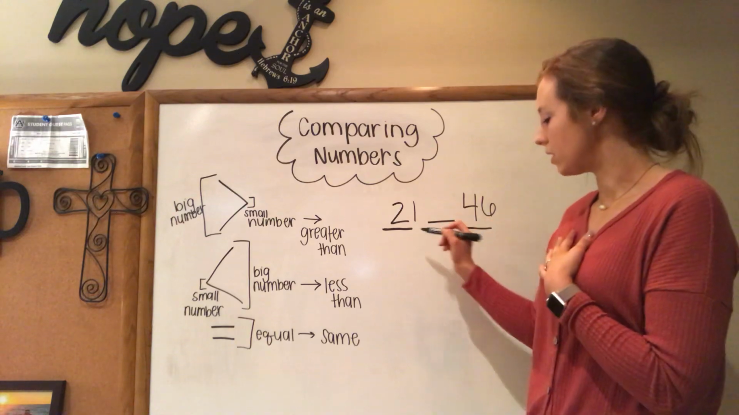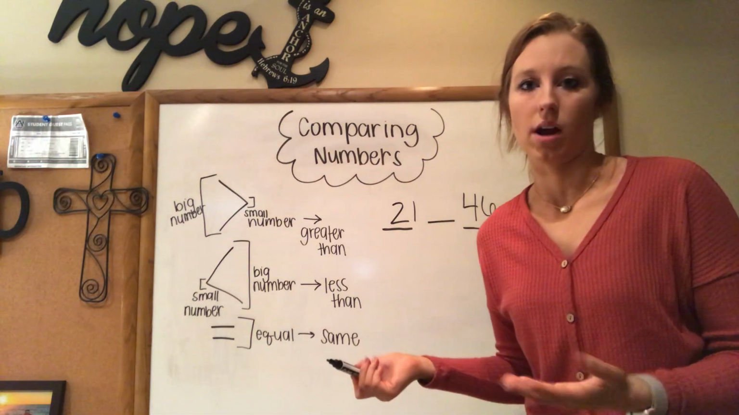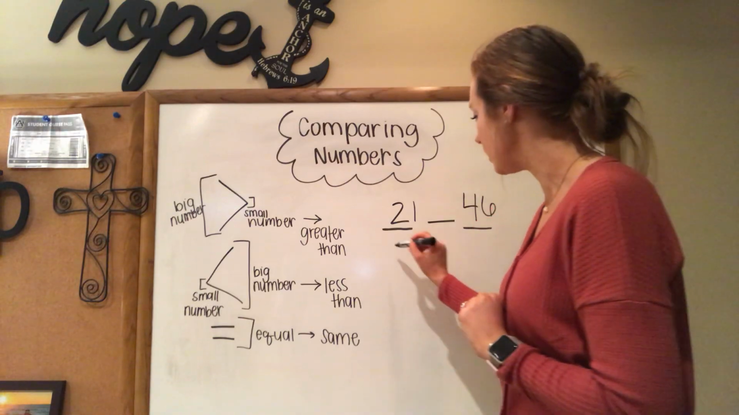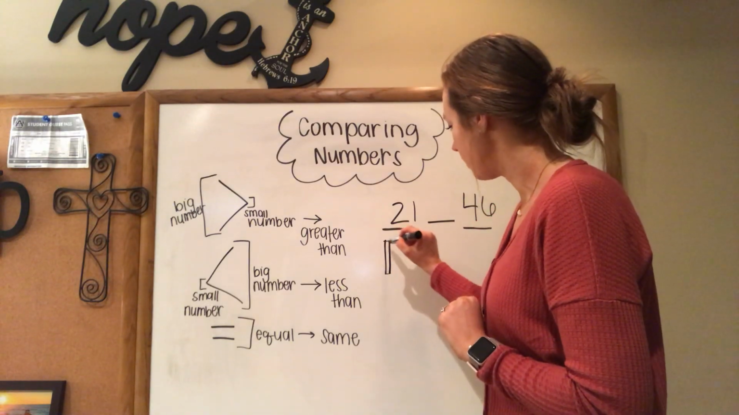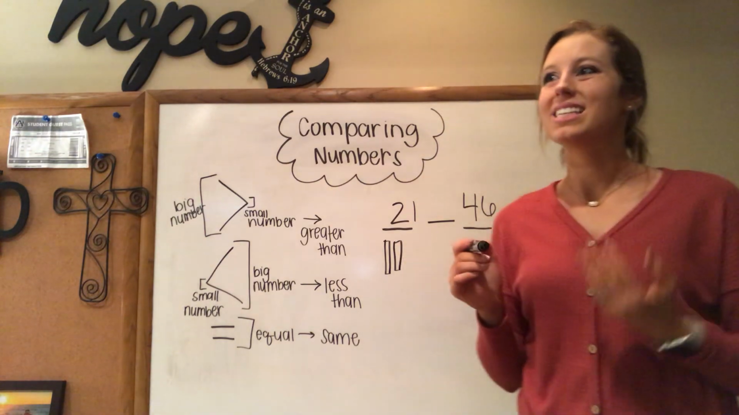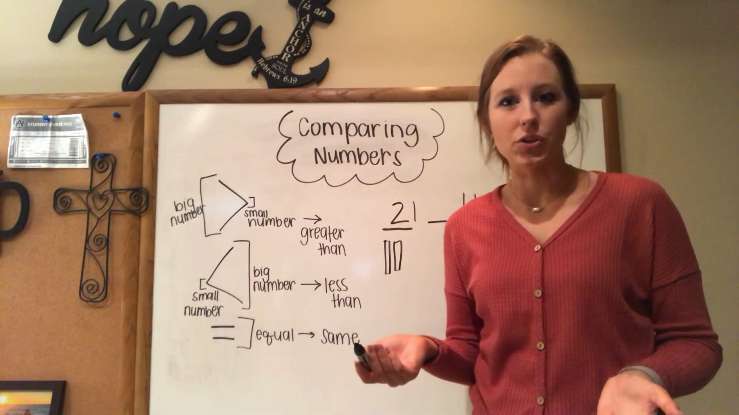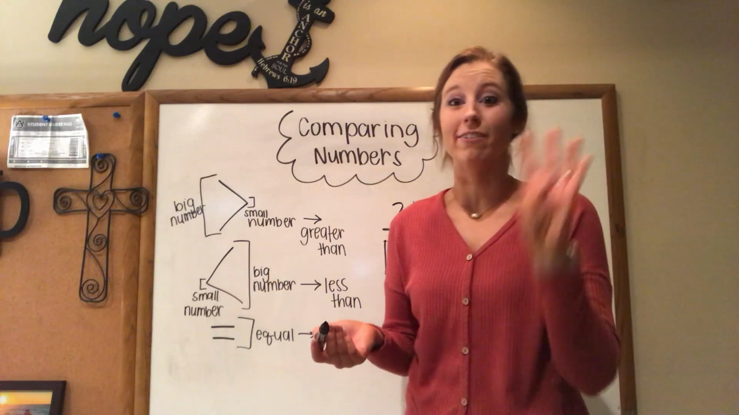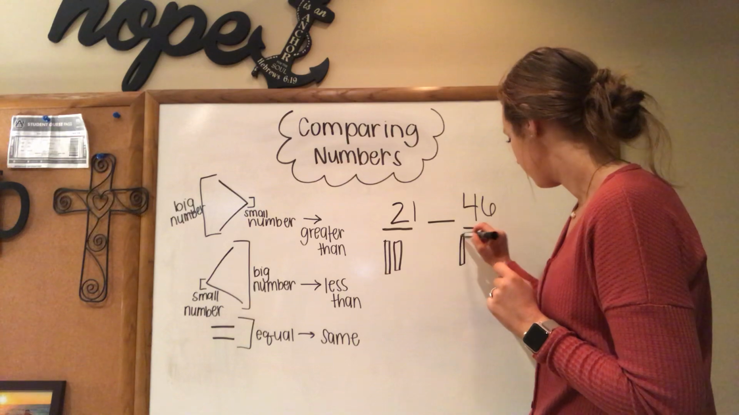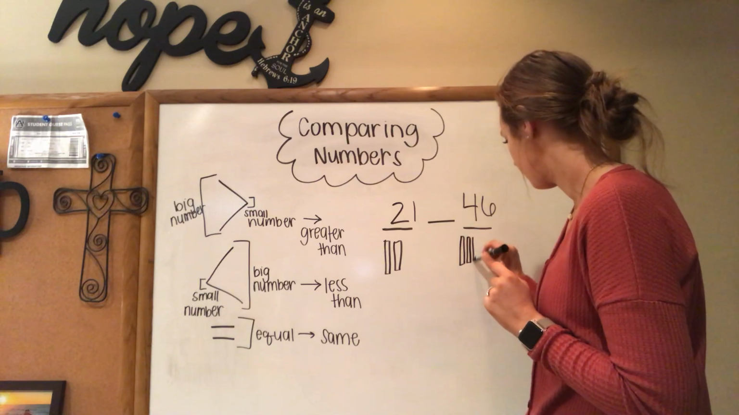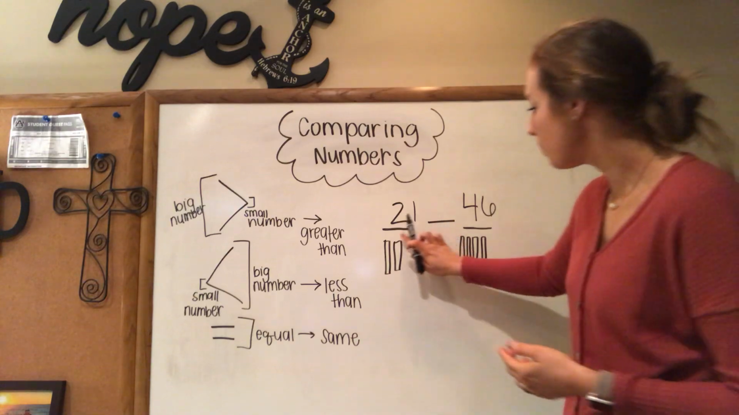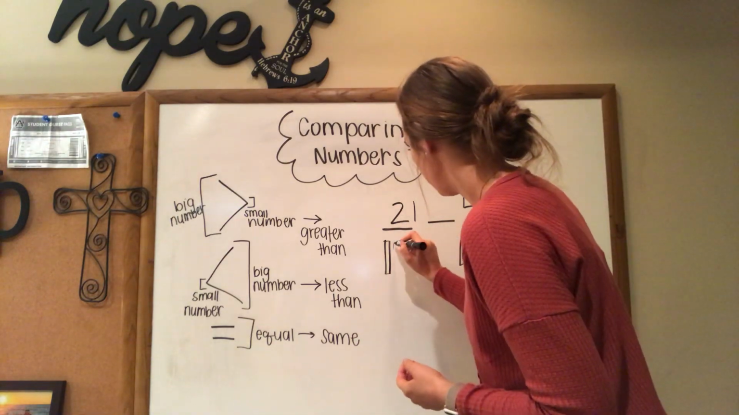So let's draw out this number, 21. How many tens rods? Say it out loud. We need 2 tens rods. 1, 2. Now, when we see 46, how many tens rods are in 46? Say it out loud. We have 4 tens rods. Already, just by looking, I'm going to erase this one and make it a little bit longer.